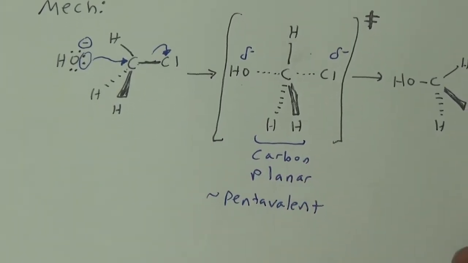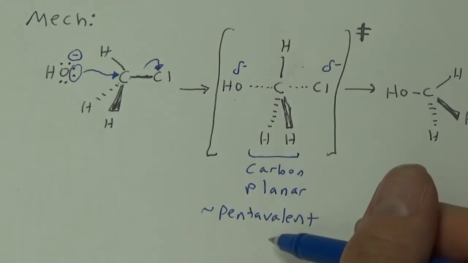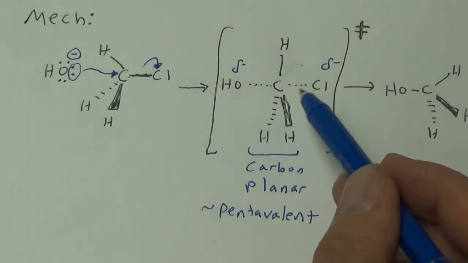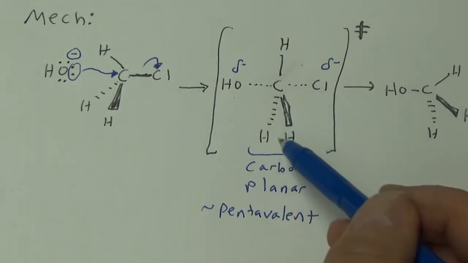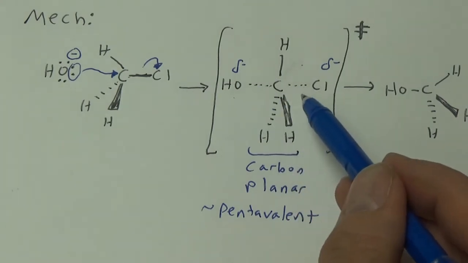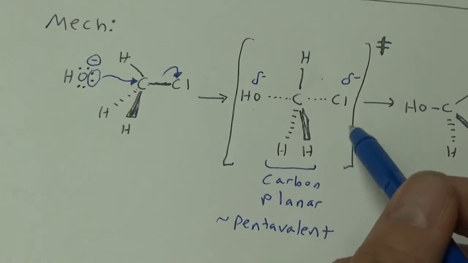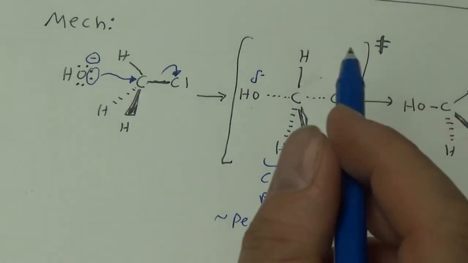It looks like we have five bonds to carbon. Is that ever cool to have five bonds to carbon? It's never cool to have five bonds to carbon. But the thing is, these are partial bonds. It's kind of like a half bond and a half bond. So overall, if you consider the half bond and half bond, it is kind of like there are four bonds to carbon, okay? Not five.